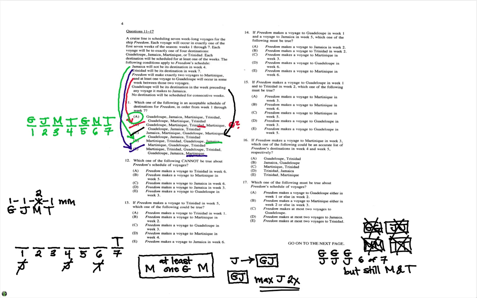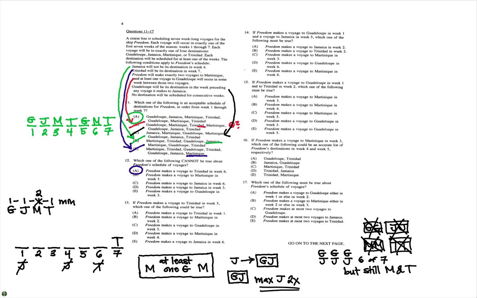Question 12. Which of the following cannot be true about Freedom's schedule of voyages? Alright, so looking for a cannot be true answer choice, something that is impossible given our rules, whereas the 4 incorrect answer choices are possible. We look at A, Freedom makes a voyage to Trinidad in week 6, and we know that that is impossible because Trinidad comes in week 7, and we cannot have Trinidad show up in consecutive weeks, so A would be the correct answer.